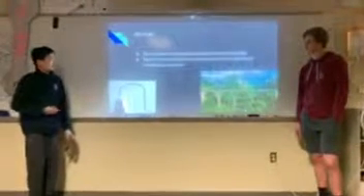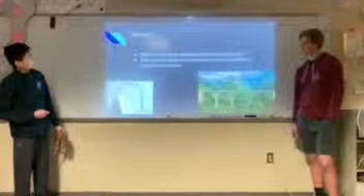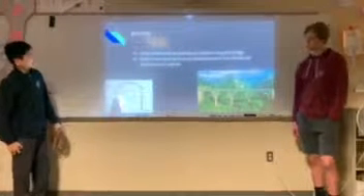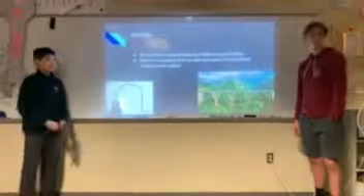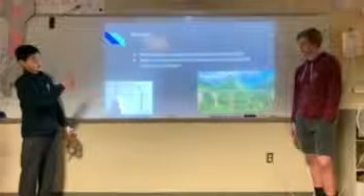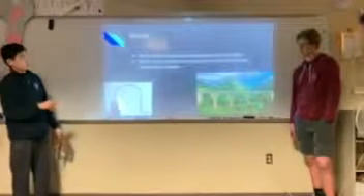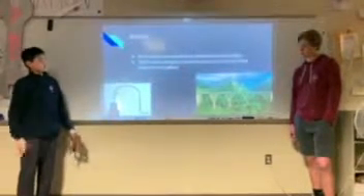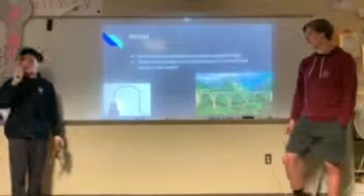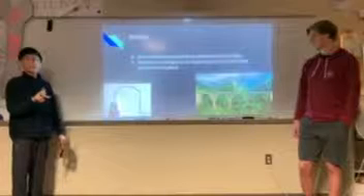So these are arch bridges. Basically, the arch is spreading the force, spreading the weight along the bridge. Instead of putting the force on one point, you can spread it into two or more.